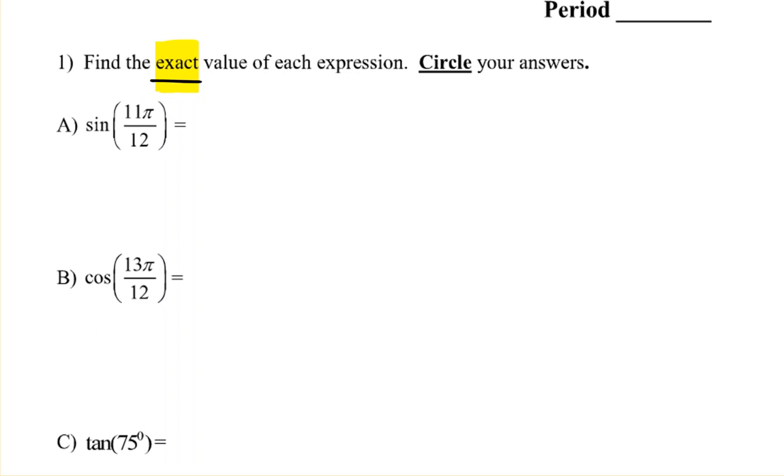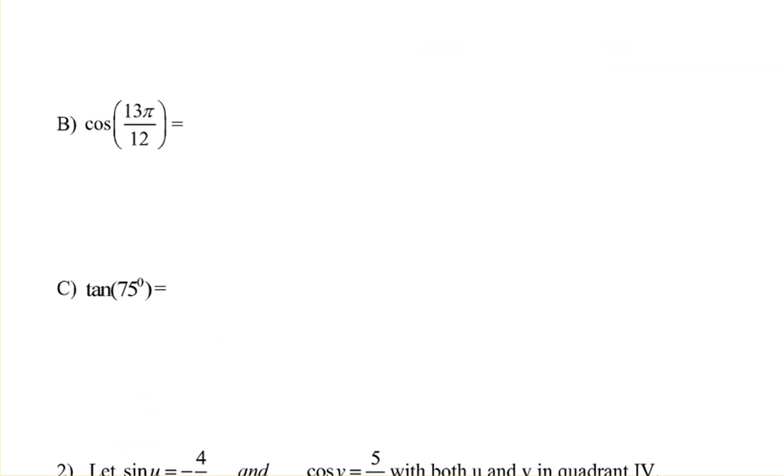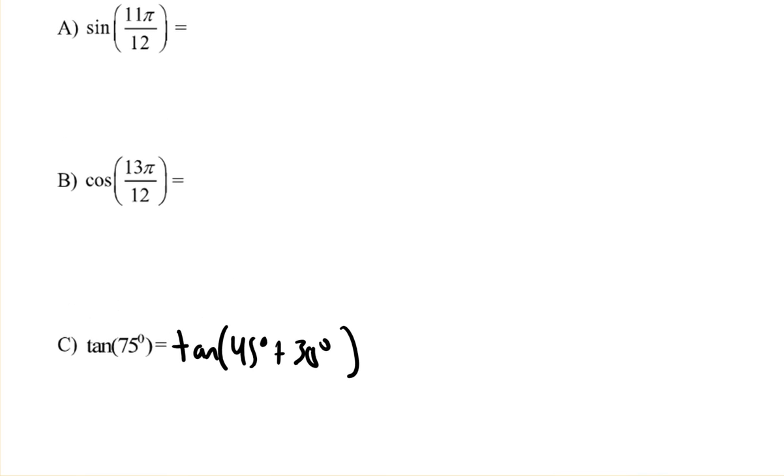Now, you can see, starting with 1A, this is a little bit harder than what we did in the notes because degrees are just naturally easier for us. Radians, not so much. When we get down to C, how can we rewrite 75 degrees? It's supposed to be the easy one. It's like 45 plus 30 degrees. Okay, that will work. So degrees, we can usually just do it in our head.